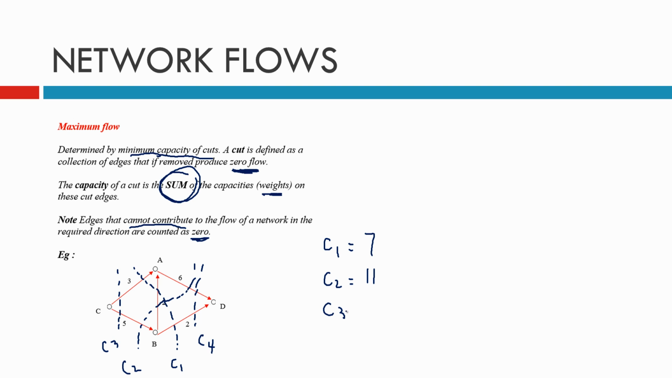Cut 3, they're both going forwards, so 5 and 3 make 8. And cut 4, they're both going forward, 6 and 2 make 8. So we have to be able to get this. That one here was classified as a double cut.